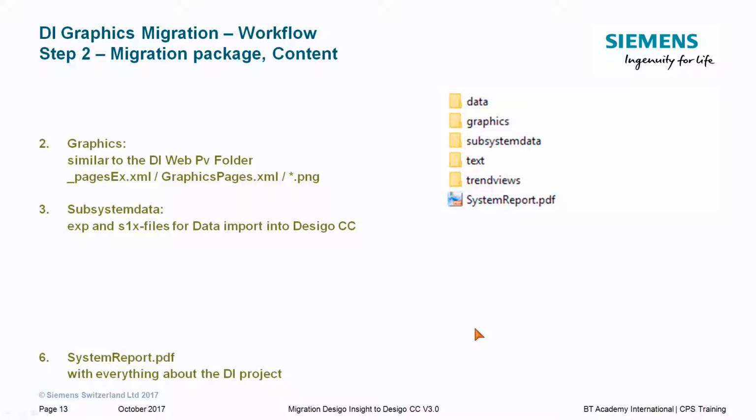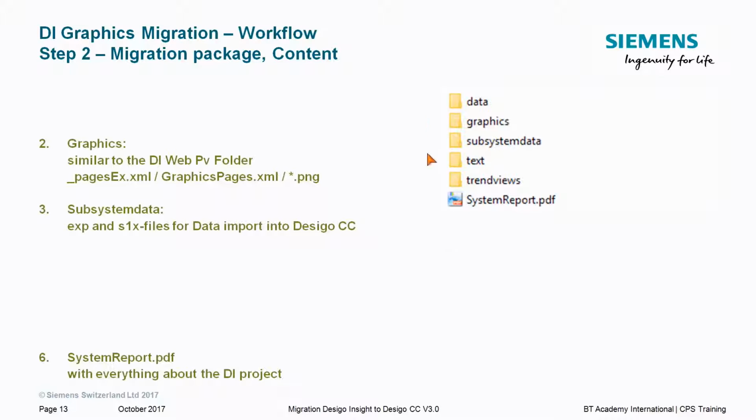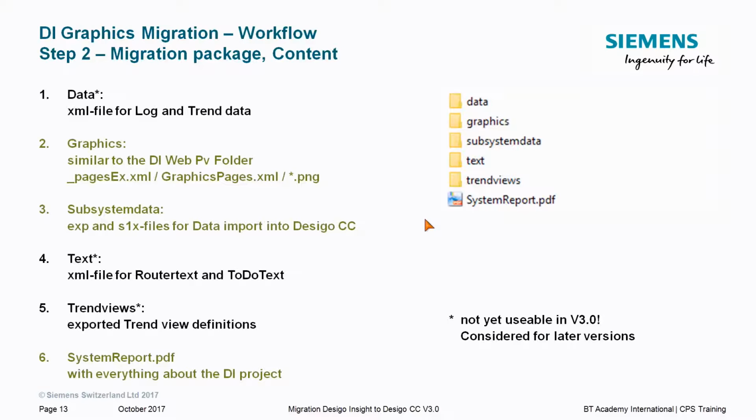Then, having this export file, we can start with the migration, basically. Okay. And so the green part can be used basically for the migration, and what is not possible to use in version 3 is what is shown as point 1, so the data, the text, and the trend views. But we can use the graphics, the subsystem data, and the system report, basically.